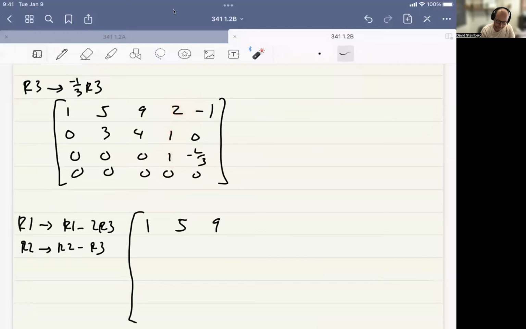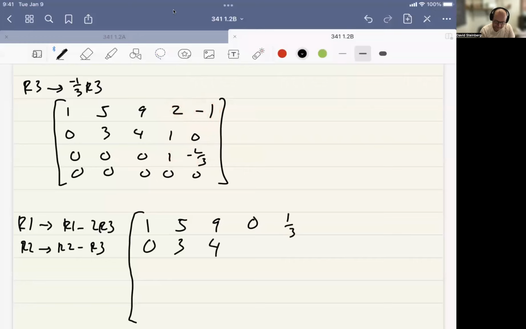Okay, so 1, 5, 9. Here we've got row 1 minus 2 row 3. So 2 minus 2 times 1 is 0. And then we've got this annoying little bit of algebra. -1 minus 2 times -2/3 is -1 plus 4/3, which is just 1/3. Okay. And if you're better at arithmetic in your head, then you can do this better than me. It's fine.